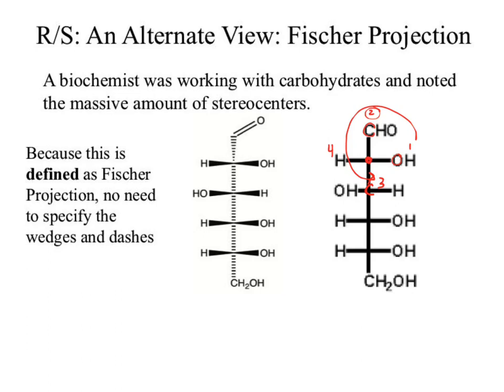It's not. Okay, we can do better than that. Hydrogen, our lowest priority, must be aimed away from you. Because it's a Fischer projection, where's that hydrogen aimed? At you. So we're looking at it backwards. That's not S, that's R. So the S got switched to R.